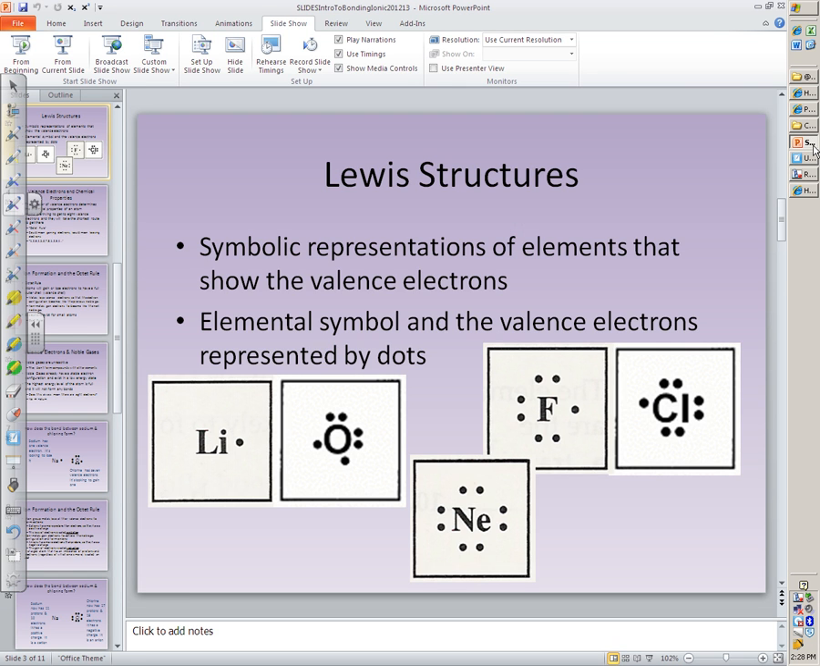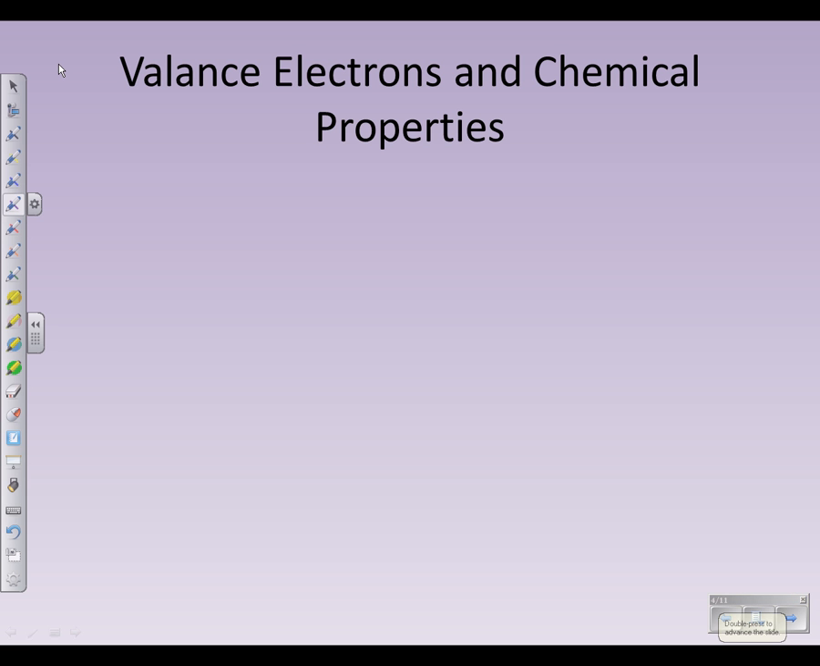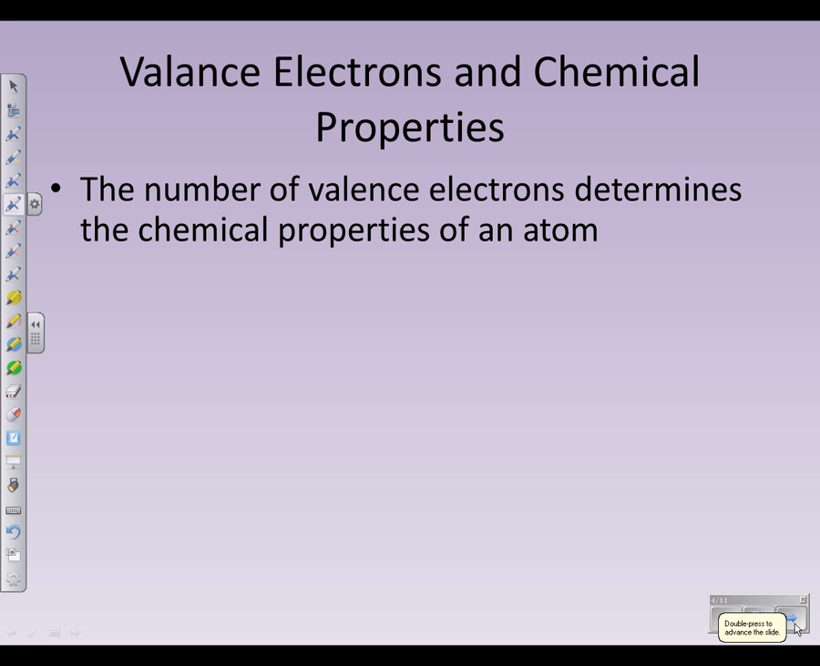All right. Why are those important? Because the number of valence electrons that an atom has will determine its chemical properties. When we talk about chemical properties, we're basically talking about what kind of atoms will this atom form compounds with or form bonds with. Chemical properties is how reactive is this atom with other atoms. Will it have a reaction with other atoms? Will it form a bond with other atoms?